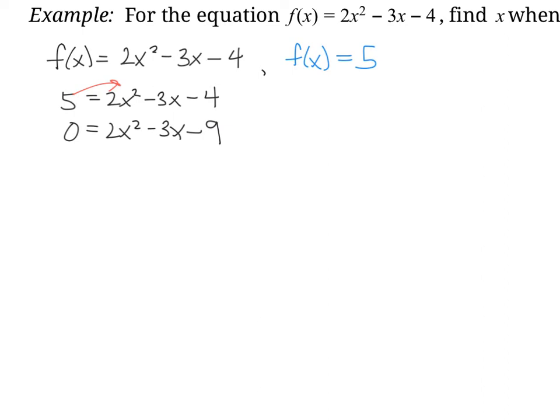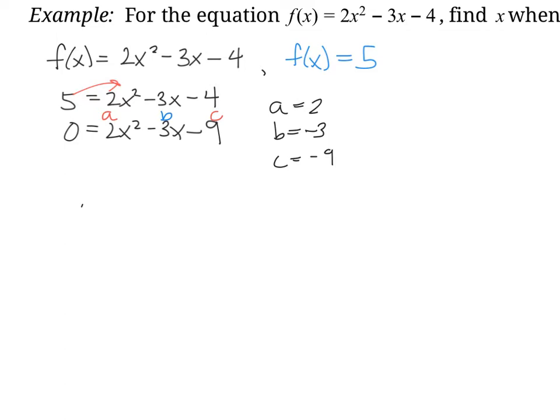So here we have a quadratic in standard form. The leading coefficient is our a value, the coefficient in front of the x squared term, or the quadratic term. In our linear term, our coefficient is b, so our b is negative 3, and then we have our constant term, and that's c. So just to summarize, our a is equal to 2, our b is equal to negative 3, and our c is equal to negative 9.